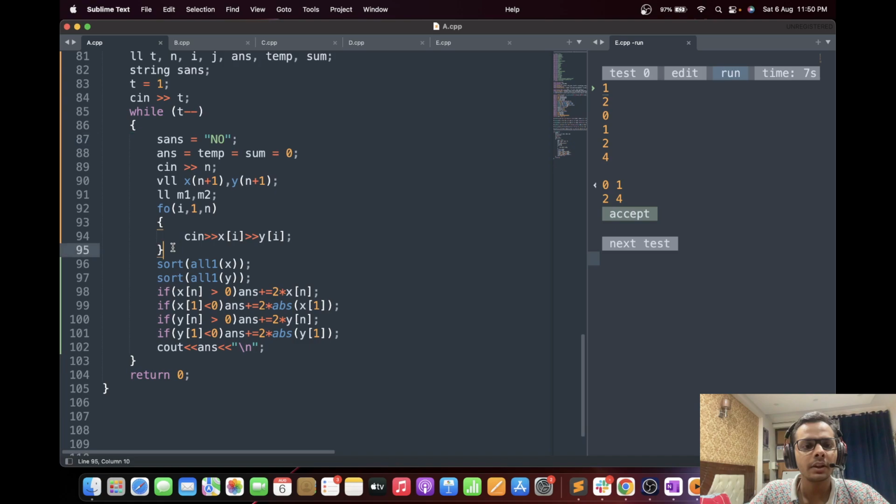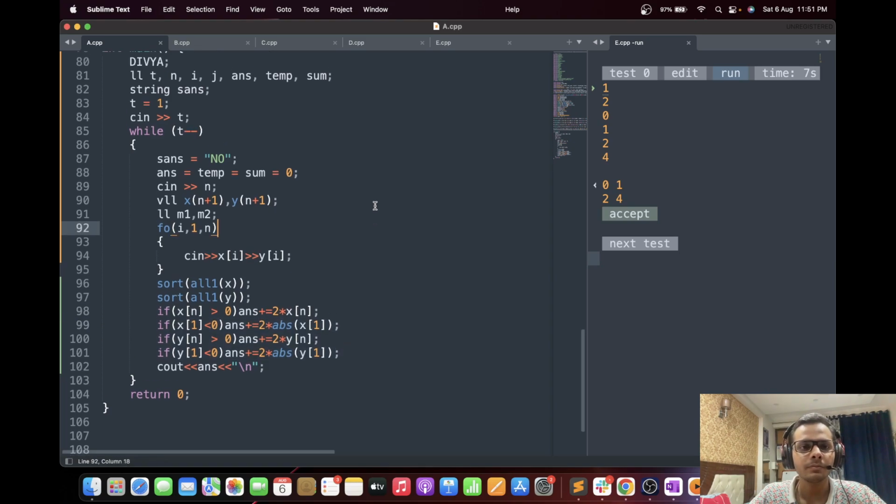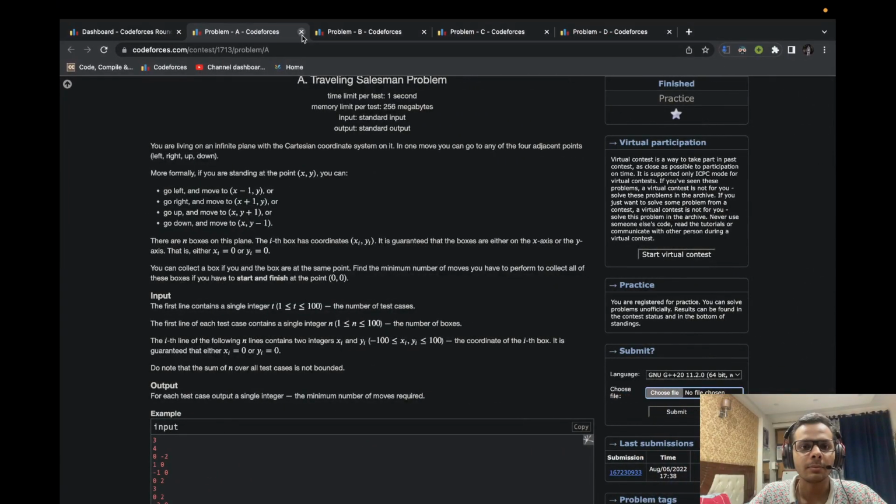You can create two vectors for x and y, and sort both of these vectors. Then you just have to check whether you are going right or not. If x of n is greater than 0, that means you are going right by x of n, so we increase the answer by 2 into x of n. Similarly, if x of 1 is less than 0, that means we are going left by minus 1 into x of 1, so we add 2 into minus 1 into x of 1 to our answer, and we do the same thing with y. This basically completes the solution. I think this was a pretty simple problem, a very good problem for a Div-2A, I suppose. That's about problem A.